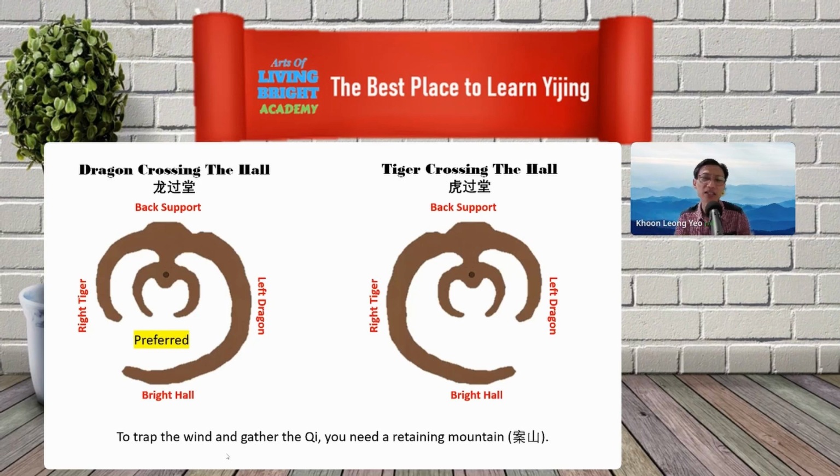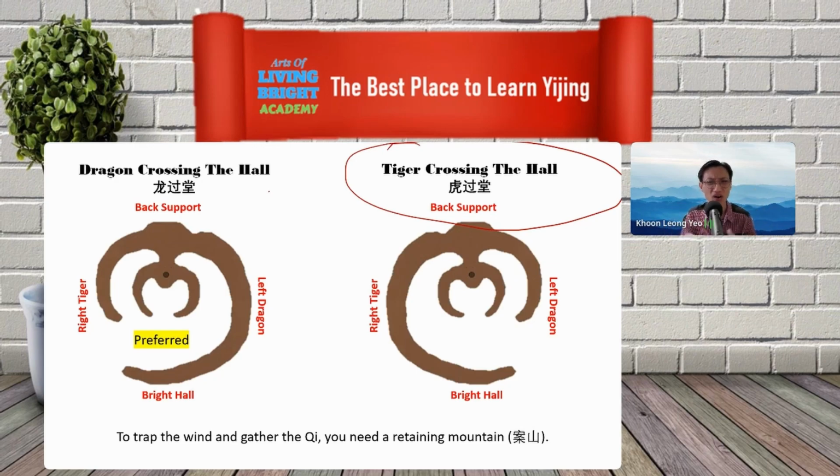Straight away, you look at the external form feng shui first. No need to bring out your luopan. You look at the external form feng shui. Tendency is tiger crossing the hall. Tendency. So because of these kind of side benefits, right?